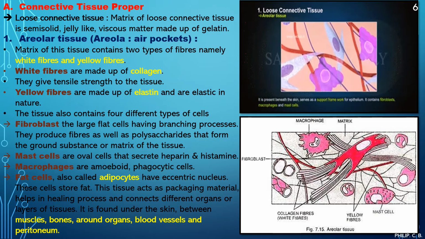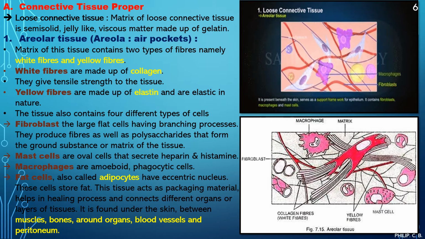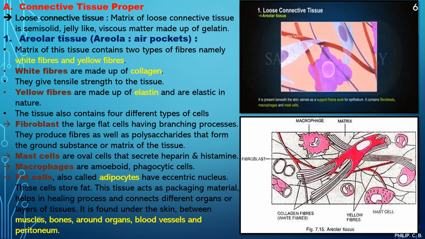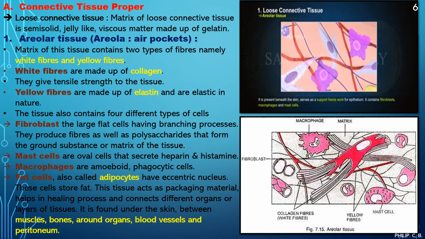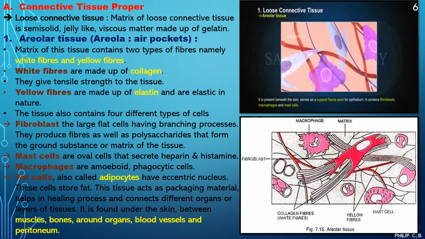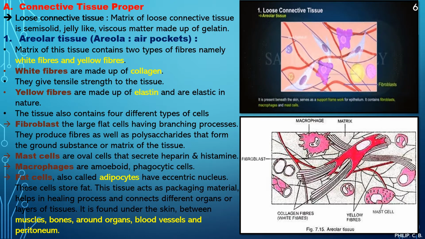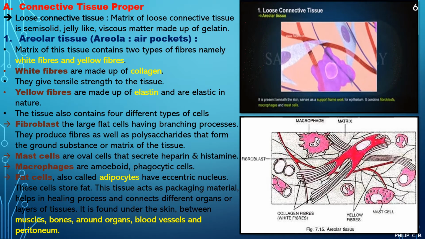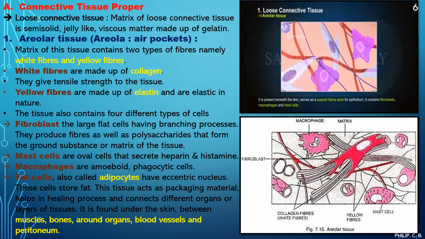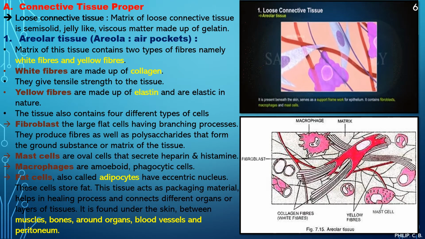The tissue also contains four different types of cells. Fibroblasts, that is the large flat cells having branching processes, produce fibers as well as polysaccharides that form the ground substance of the matrix of the tissue. Second, as I mentioned, mast cells, to remember quite easily. These are oval shaped and secrete heparin and histamine. Further, the third type is macrophages. They are amoeboid, means they are irregular in shape, and phagocytic, means they engulf the dead cells present in the tissue fluid.